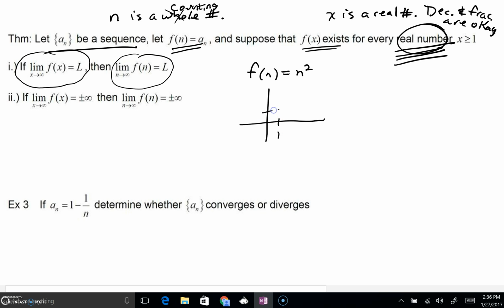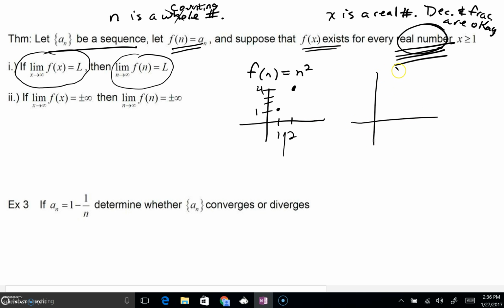You'd say, well, 1 squared's a 1. You plug in a 2. 2 squared's up here at 4. Can I connect these and make a nice looking parabola? No. This is a sequence. There is no 1.5 term. There's only a first term and a second term.